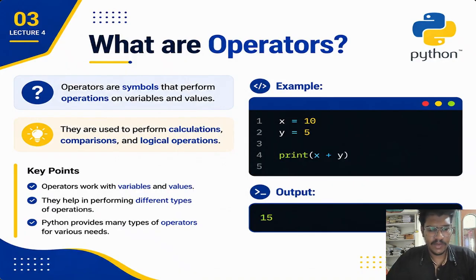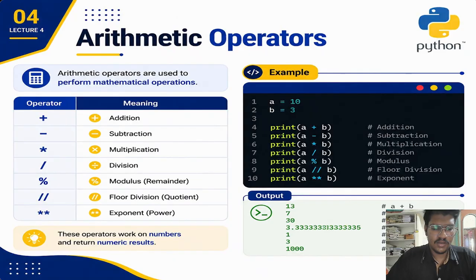You are probably most familiar with arithmetic operators. These are used to perform mathematical operations. Think of them as the basic calculator functions in Python. We have seven main arithmetic operators.